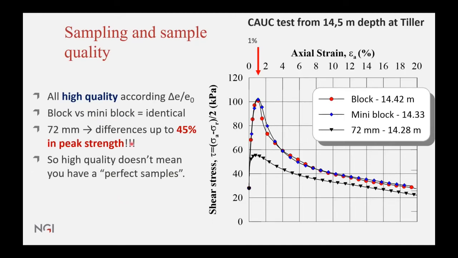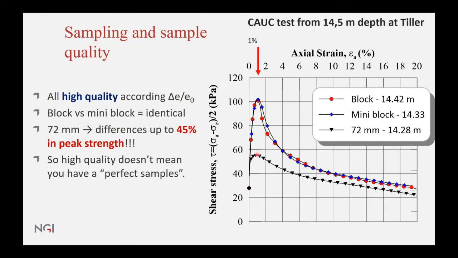Same thing if we look at strength results from a triaxial test. Here we performed tests on block samples, both large block and mini block. The mini blocks are 150 millimeters in diameter, compared to poor quality piston samples. And you can clearly see the difference.